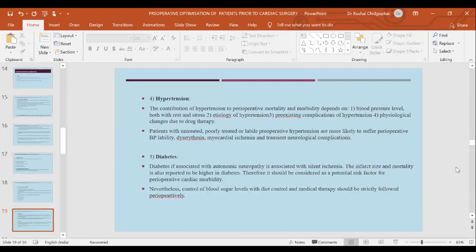Another factor is diabetes, and especially if it is associated with autonomic neuropathy, it is associated with silent ischemia. The infarct size and mortality are also reported to be higher in diabetes. Therefore, it should be considered a potential risk factor for perioperative cardiac morbidity. Nevertheless, control of blood sugars with diet control and medical therapy should be strictly followed perioperatively. Also, tight blood sugar control is important in order to prevent any perioperative infections.